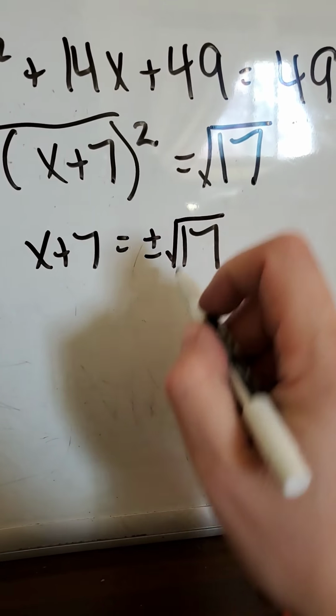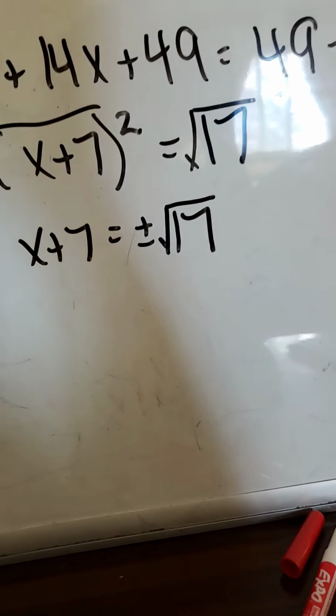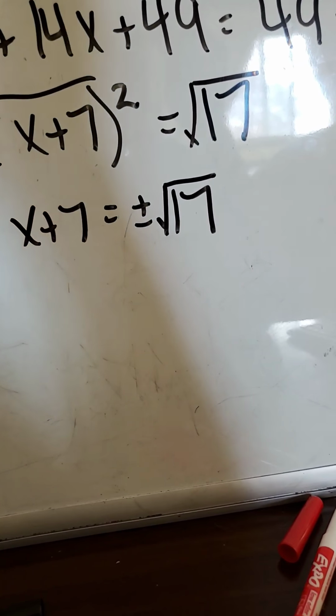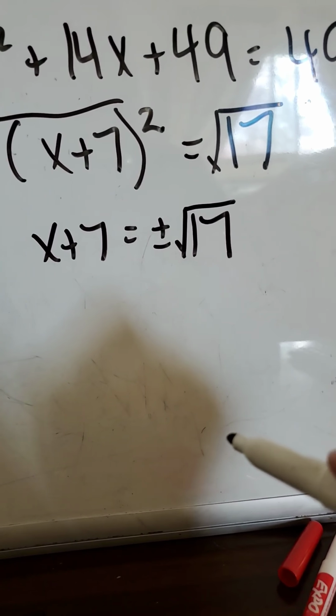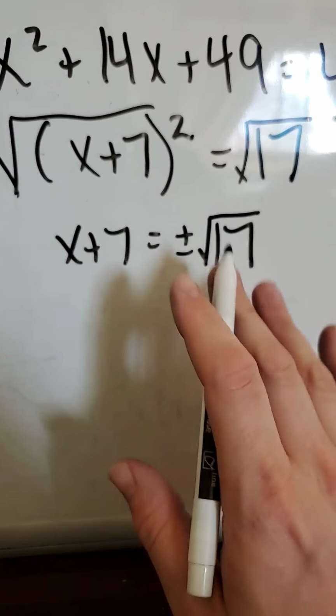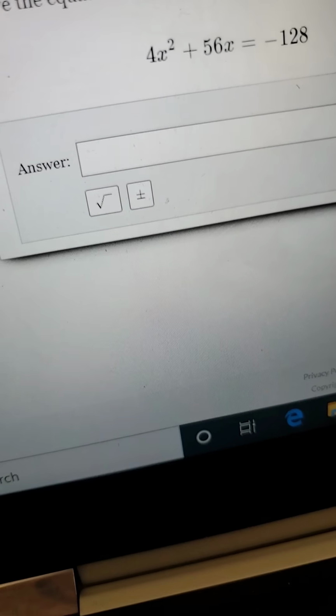Okay. Remember, 17 is not a perfect square. In fact, it's a prime number. So the square root of it is not some pretty number. And I'm going to leave it like that because this is the most accurate form of an answer. Plus, this gives us a little square root, so it's telling us to definitely do it that way.